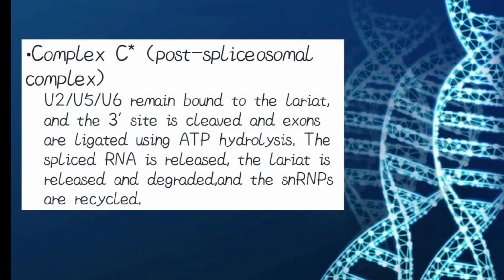In complex C, U2, U5, U6 remain bound to the lariat and the 3' side is cleaved and exons are ligated using ATP hydrolysis. The spliced RNA is released, the lariat is released and degraded and the snRNPs are recycled.